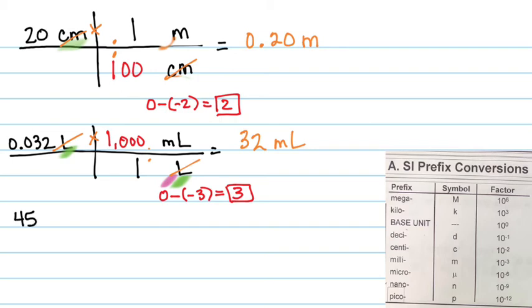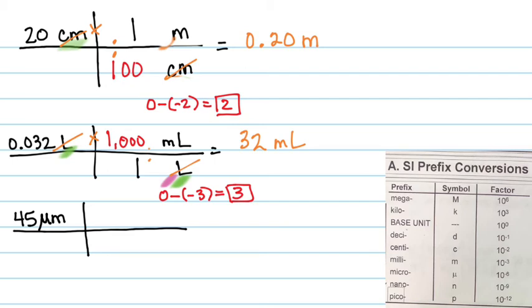45, that symbol is micro. It almost looks like a cursive italicized U. Micrometer. 45 micrometers, and it asked us to convert to nanometers. NM, nanometer. Step 1 is on here. I've put my given in the grid.